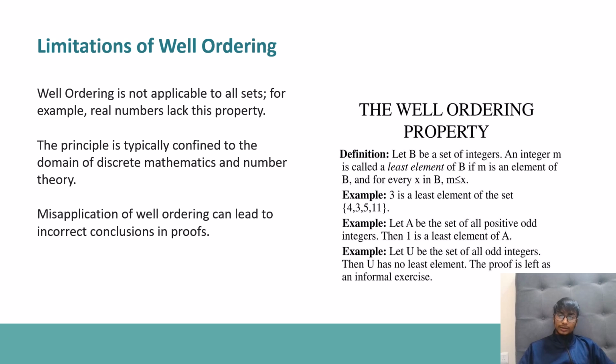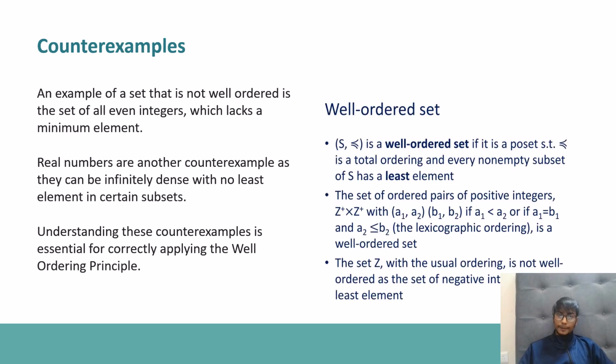The well-ordering property: let B be a set of integers, and an integer m is called the least element of B if m is an element of B and every element x in B is greater than or equal to m. Example: 3 is the least element of the set 4, 3, 5, 11. Let A be the set of all positive odd integers; then 1 is the least element of A. These are some examples of the well-ordering property.